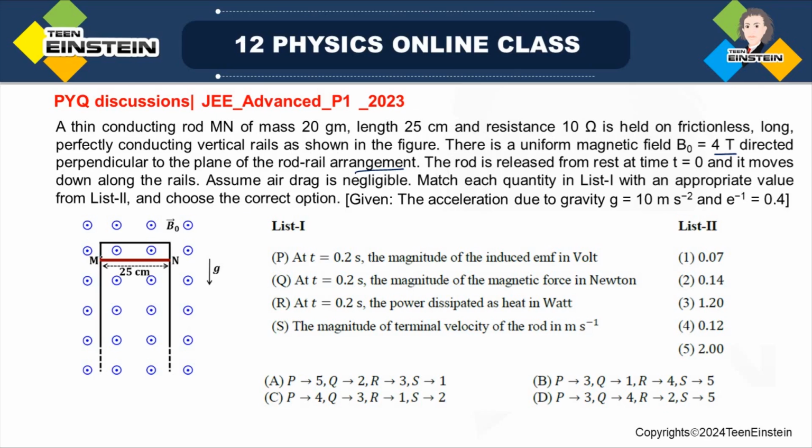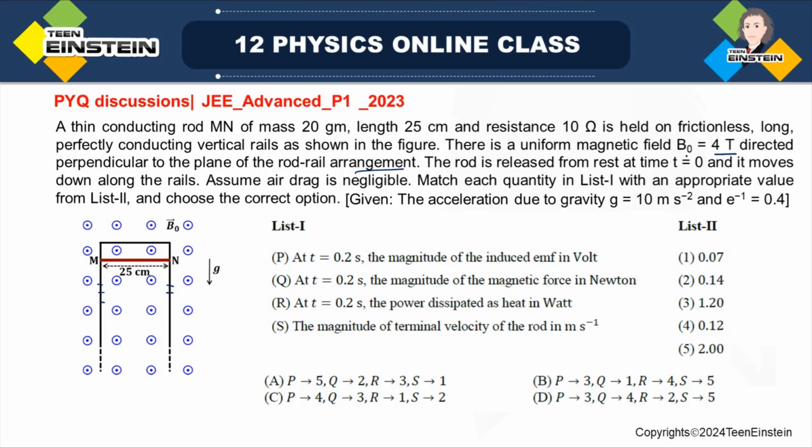So let me explain this. These are the vertical rails. These are perfectly conducting and long. These are rigid also, frictionless. And there is a thin rod MN which can slide over these rails.